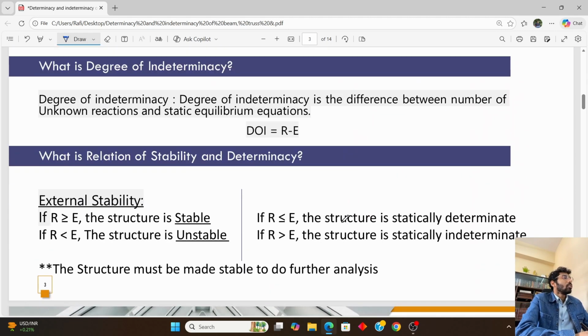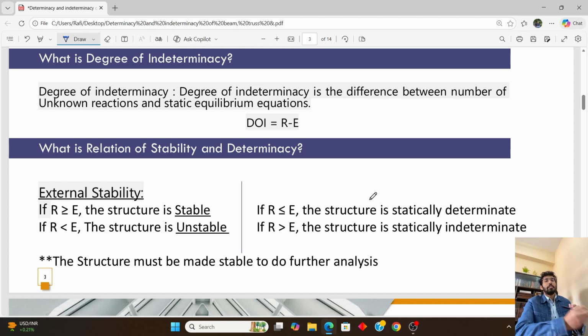So what is degree of indeterminacy? Degree of indeterminacy is the difference between the number of unknown reactions and the static equilibrium equations. So we can write down the degree of indeterminacy as R minus E. What is the relation of stability and indeterminacy? They are two different things, one is stability, one is determinacy. Sometimes they are quite similar, sometimes they are not.